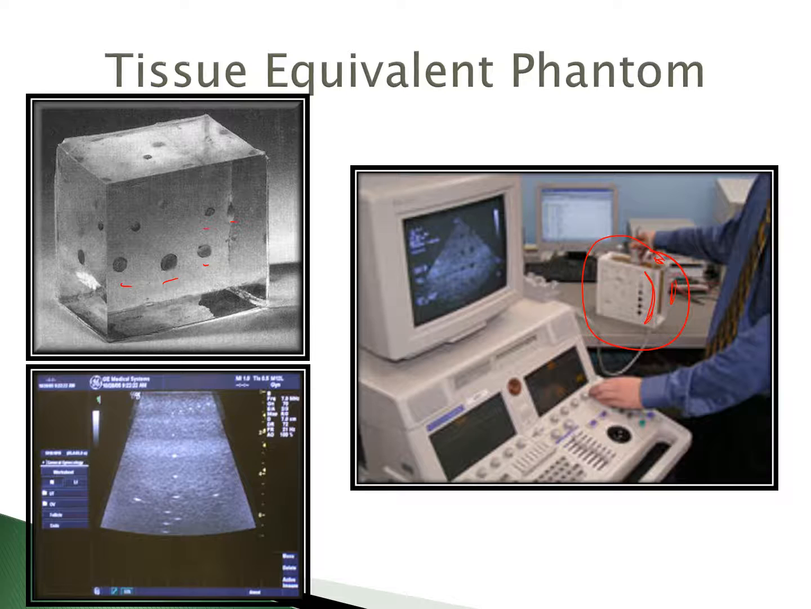This picture in the corner then shows us what the phantom looks like, and we can see that there's little bright dots in there. These are showing the dead zone of the machine. This is displaying the vertical accuracy, and this one is displaying the horizontal accuracy. So there's a bunch of things that we can test with these tissue equivalent phantoms, and these are going to allow us to keep consistent settings every time we do a QA.